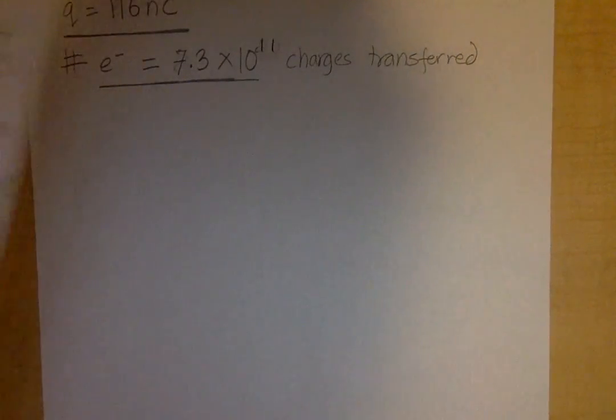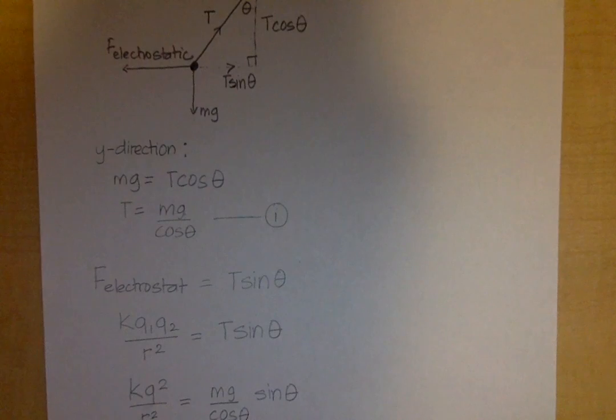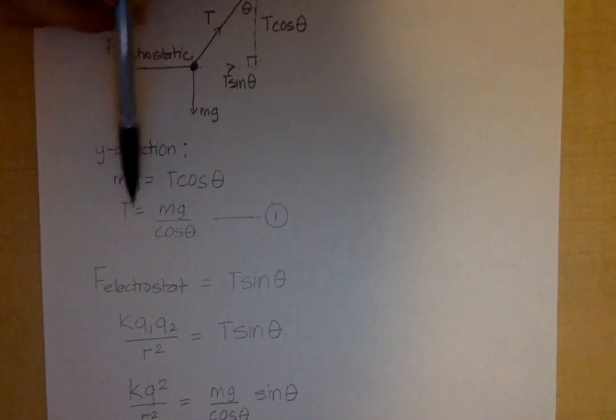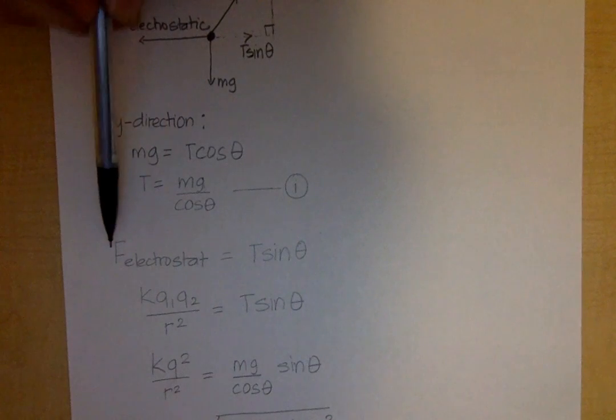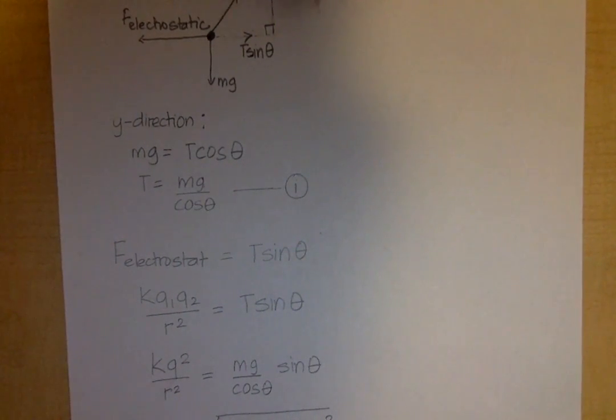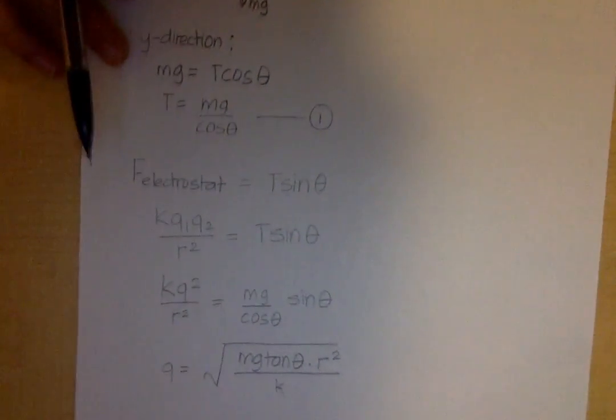So now let's get into the force diagram part of our calculations, where I have in the x direction the electrostatic force and T sin θ, the horizontal component of the tension, and in the y direction I have the force due to gravity and the vertical component of the tension. Since the balloon is in a state of equilibrium, we can say mg is equal to T cos θ, which gives us T equal to mg divided by cos θ. And in the x direction we can say the electrostatic force is equal to T sin θ. If we substitute this equation for the electrostatic force, we get this.